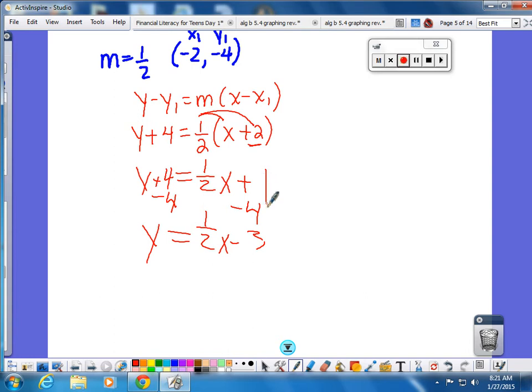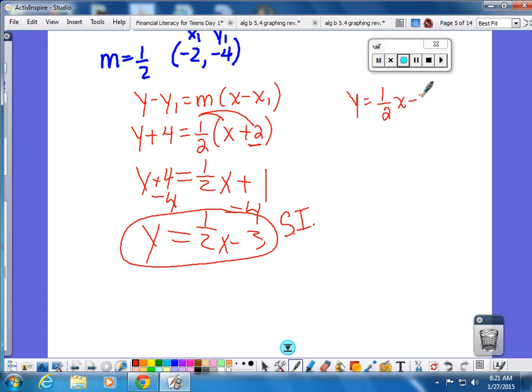And then, did you subtract 4 from both sides? Because it was added here, we did the opposite, subtracted 4 from both sides, and 1 minus 4 is a -3. So this is slope intercept. That's slope intercept. All right, now let's go to standard form. How would we take the x to the other side? Subtract it. Right now it's positive. So I would have -1/2 x plus y equals -3.